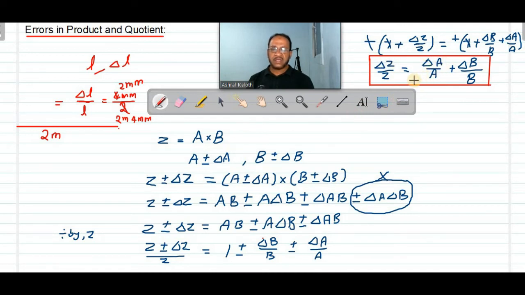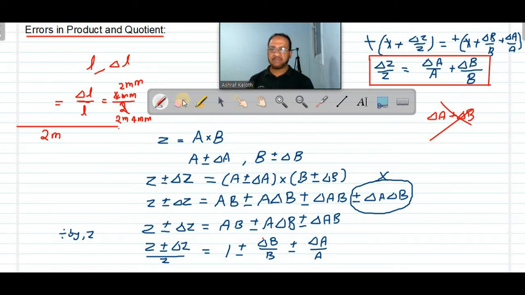In the multiplication of two quantities, you cannot add delta A plus delta B. That is wrong. It won't come like that. If you just write delta A plus delta B in multiplication of two physical quantities, that is wrong. It is not possible. Only what will be added up? Fractional error will be added up.